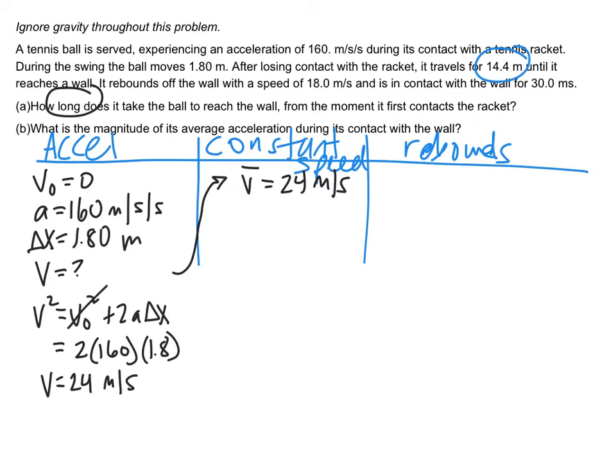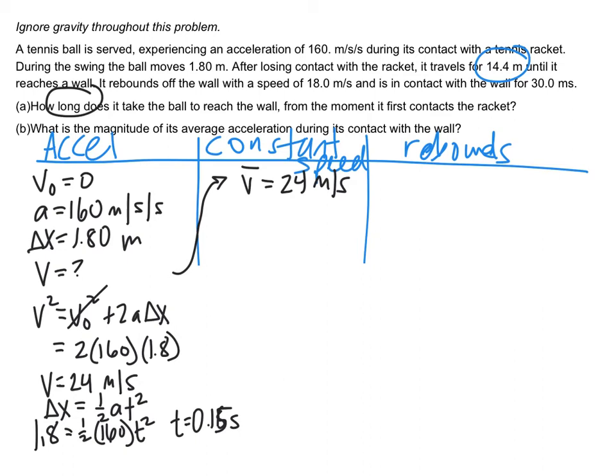What else I can find is the time. So delta x is equal to v sub o t plus 1/2 a t squared, but since v sub o is 0, I'll just write down 1/2 a t squared. So that's 1/2 times my acceleration, my time is my variable, and the distance traveled is 1.8. If I solve this for my time, I find that t is 0.15 seconds.